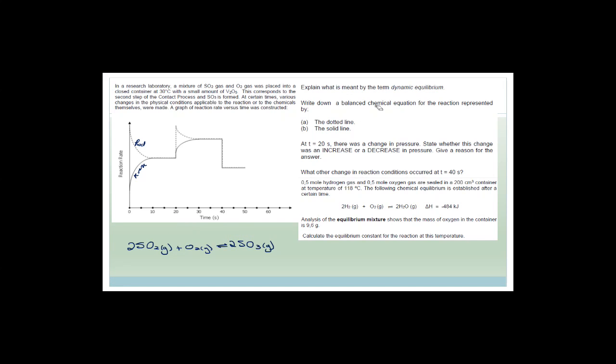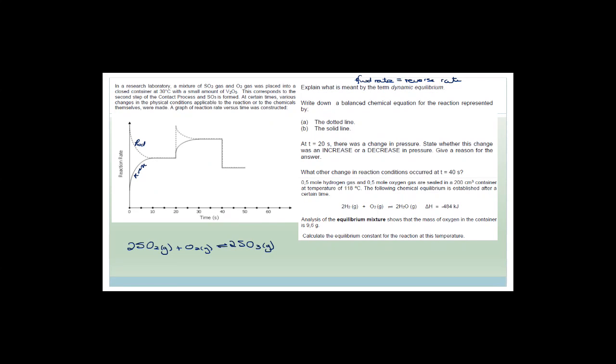Now the question says, what is meant by the term dynamic equilibrium? Dynamic equilibrium is the position which is reached when the rate of the forward reaction is equal to the rate of the reverse reaction.